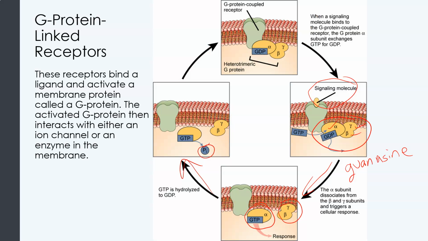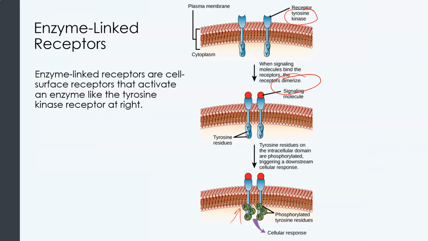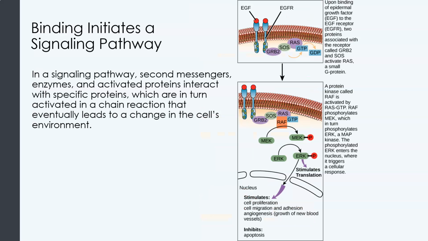Whereas the G protein triggers a response when the beta and gamma units are removed from the GDP complex. A cellular response is triggered by that. And here, a cellular response is triggered by phosphorylating tyrosine and adding a phosphate group to tyrosine.